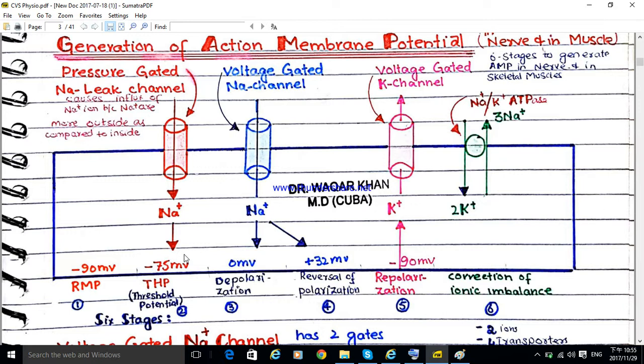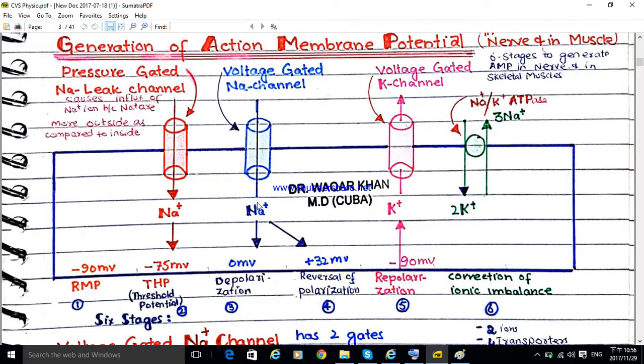So it will become less negative, or 0 mV, as you can say. It's not in a negative state now, it's just at 0 mV, no charge. This is called depolarization of the cell. At 0 mV there is no polarization, no charge, not positive, not negative, it's just 0. So this is depolarization.